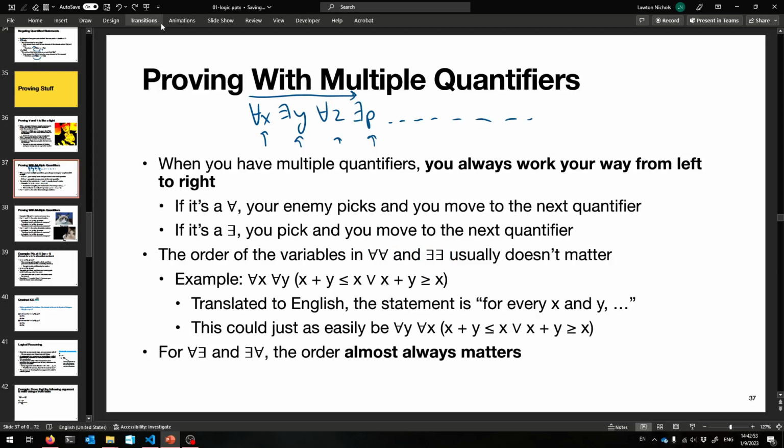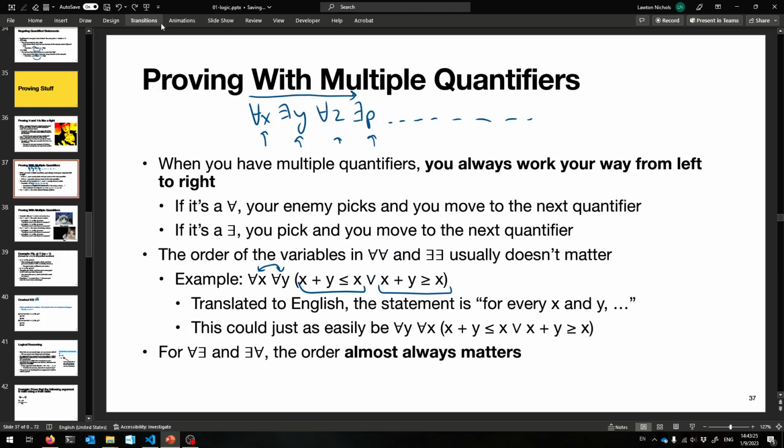Here's an example. For all x, for all y, you can translate that to saying, for every x and y, either x plus y is less than or equal to x, or x plus y is greater than or equal to x. Okay? And that's a true statement. This is just saying this is true for x and y, or this is true for x and y. And it doesn't really matter in which order you pick the x and the y, right? These things involve both of them anyway.